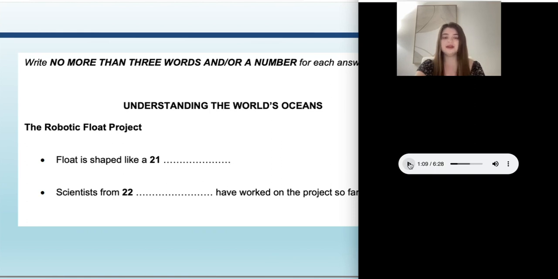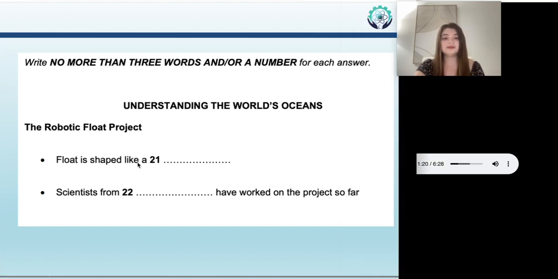Okay, so the robotic float project is helping with ocean research. Okay, cool. We didn't hear what shape it was. Let's keep listening. Maybe that'll come soon. Okay, there we go. It's shaped like a cigar. So there we go. There's our answer, cigar.